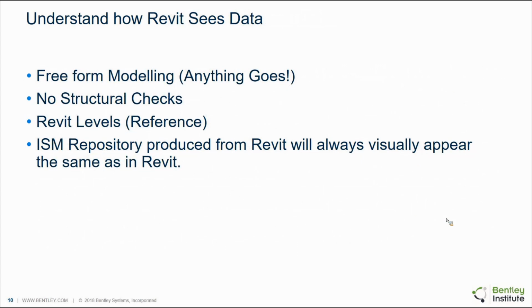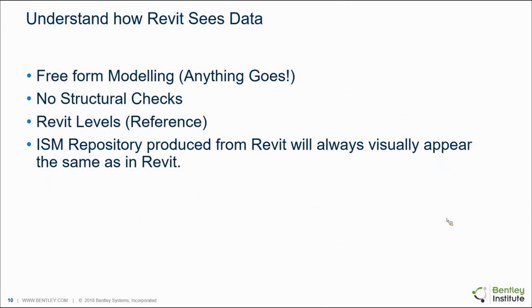So how does Revit see structural data? It's freeform modeling. Anything goes. On top of that, there are no structural checks. It doesn't care if there's a proper load path going all the way down. And oftentimes, for support requests, we see Revit models that, quote, unquote, look right, but their associations of elements to stories are not correct. Revit does have levels or references, but it's optional for the user to set them. It doesn't force the user to set them correctly.